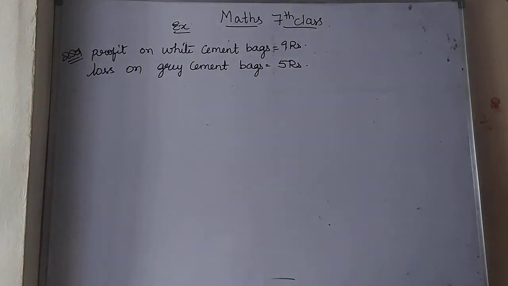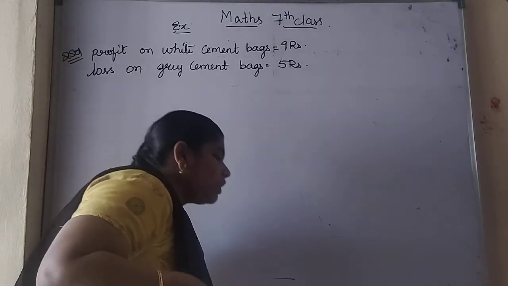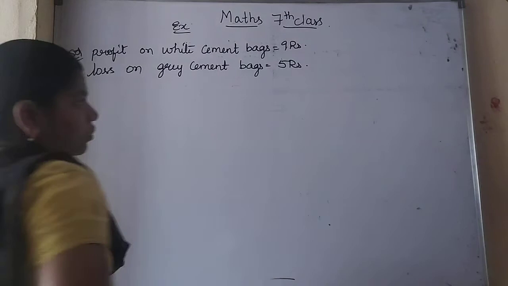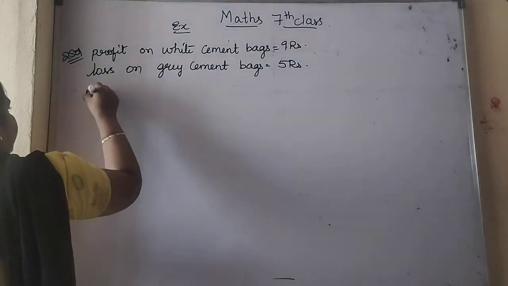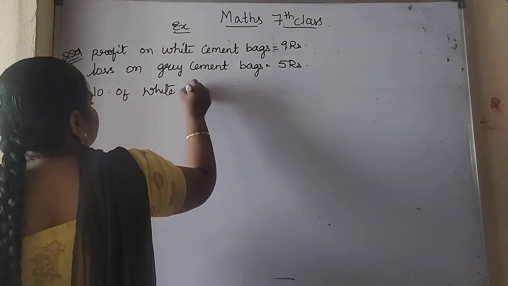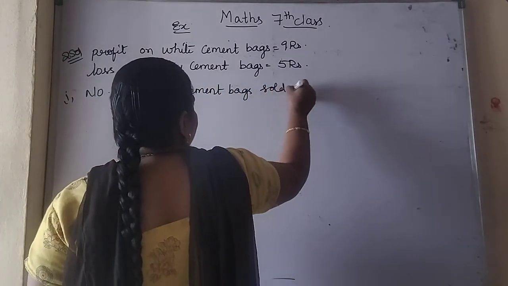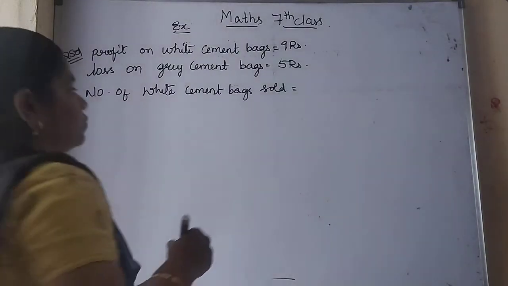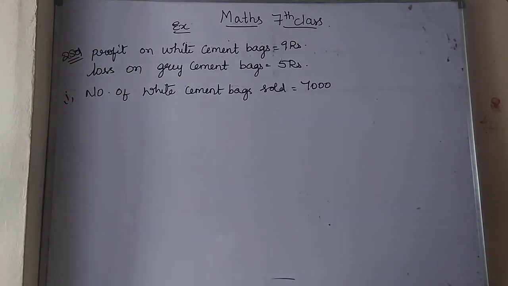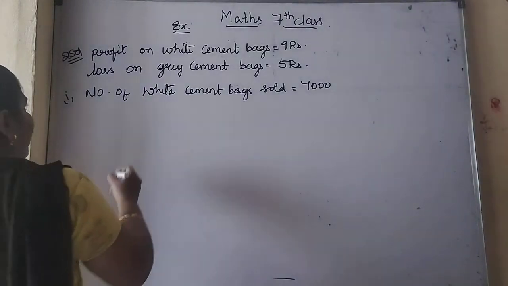So now first bit is totally they have sold 7,000 bags of white cement and 6,000 bags of grey cement. So what is the profit or loss we have to find now? So number of white cement bags sold is equals to, so how many bags of white cement they have sold? That is 7,000. So for per bag they got the profit of 9 rupees. So for selling this 7,000 bags of white cement, how much profit they will get, we have to find now.